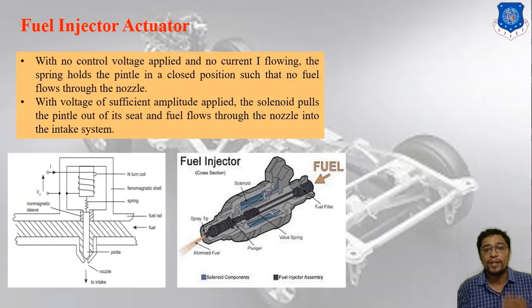Third portion, when you regulate the voltage, what will happen? Now we can talk about voltage control. First of all, with no control voltage applied and no current flowing, the spring holds the pintle in a closed position, such that no fuel flows through the nozzle, right? And second, with voltage of sufficient amplitude applied, the solenoid pulls the pintle out of its seat and fuel flows through the nozzle into the intake system. So this is the concept of fuel injection for the fuel injector actuator with or without voltage regulation.